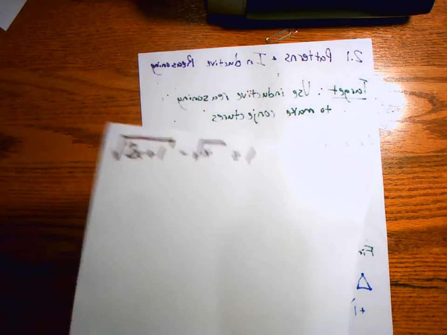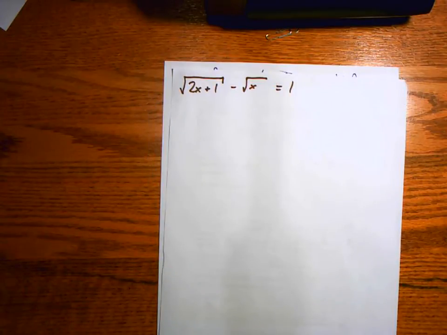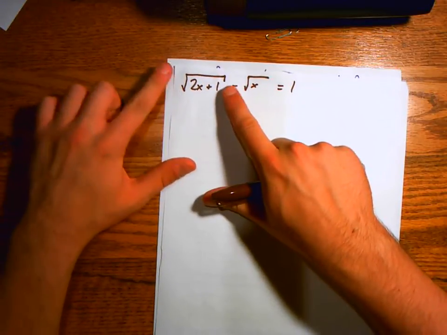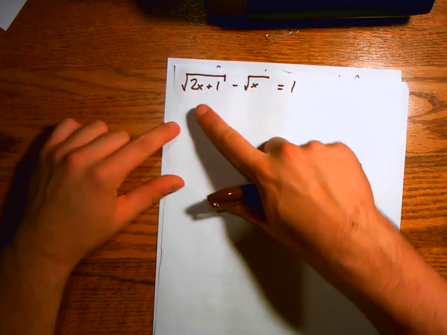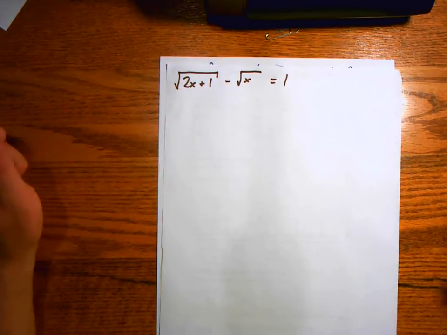Very last example. We have the square root of 2x plus 1 minus the square root of x equal to 1. First thing I want to do here is to get this radical by itself so I can square it and it's a little bit easier. Sometimes you may subtract this on both sides, but it may make your problem a lot more difficult.